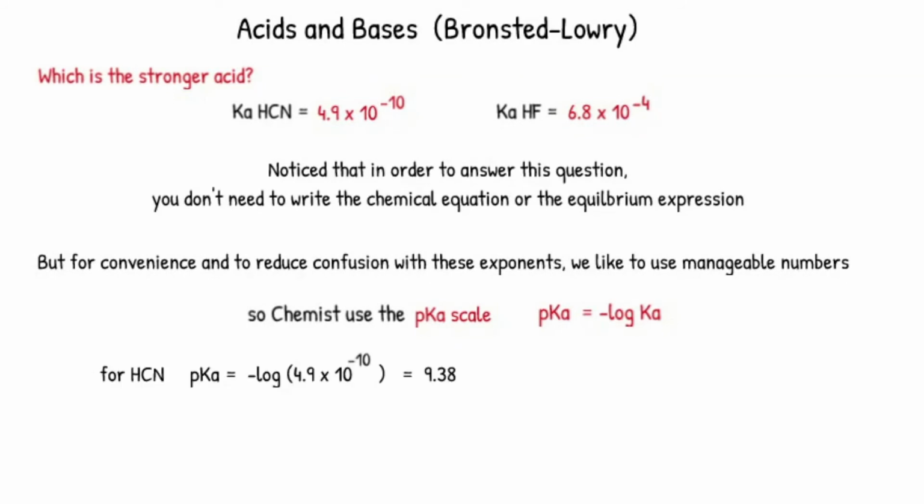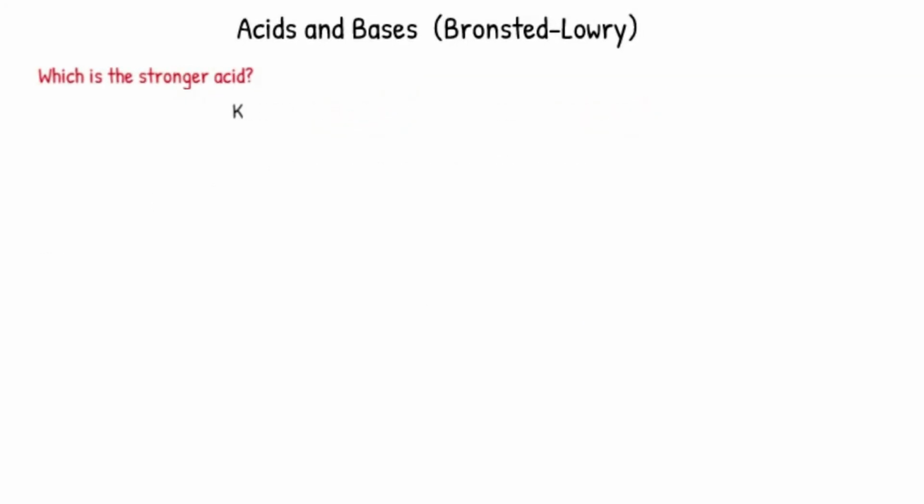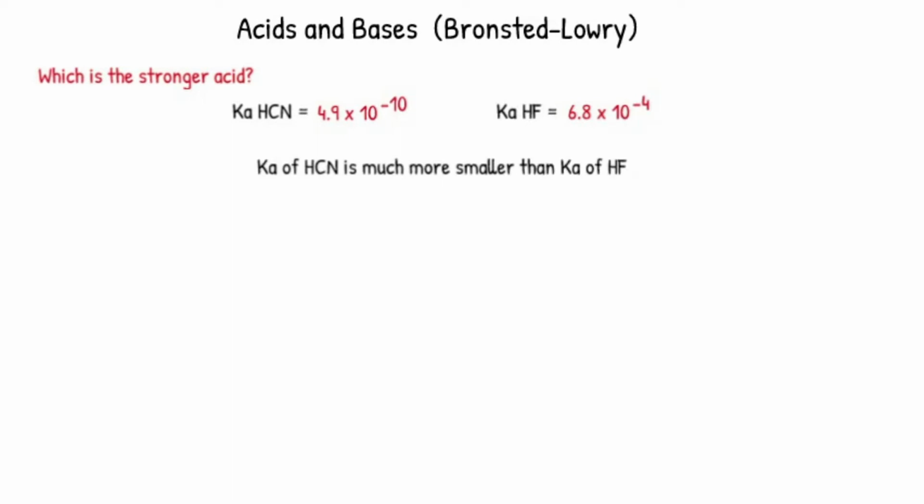So for HCN, pKa is equal to the negative log 4.9 times 10 to the minus 10, which is equal to 9.38. For HF, the pKa is equal to the negative log 6.8 times 10 to the minus 4, which is equal to 3.16. Which of these two acids is stronger? Let's review this. Ka of HCN is much smaller than the Ka of HF, so the larger Ka gives the stronger acid. So this means that the ionization or dissociation of HF is greater than that for HCN.